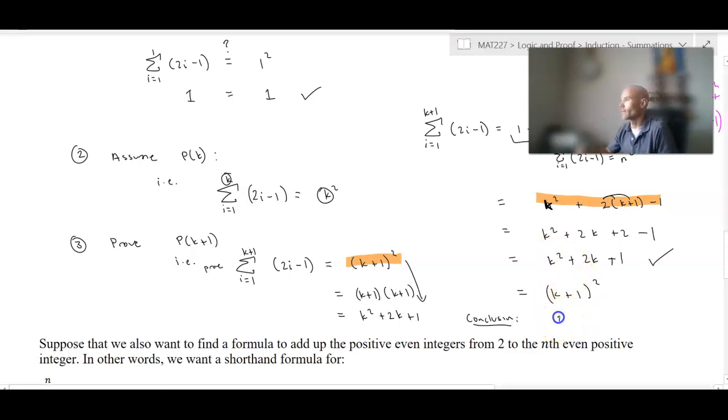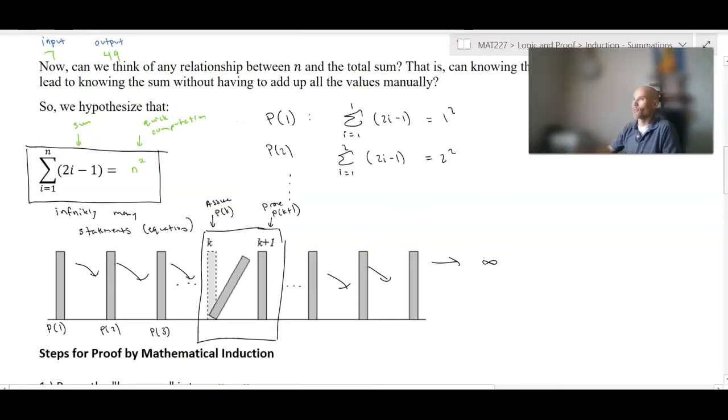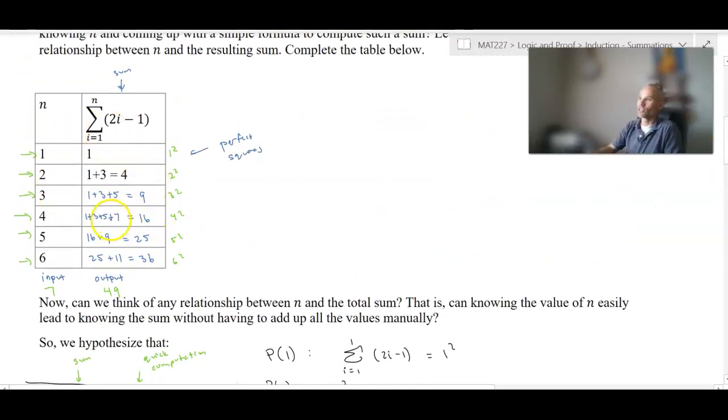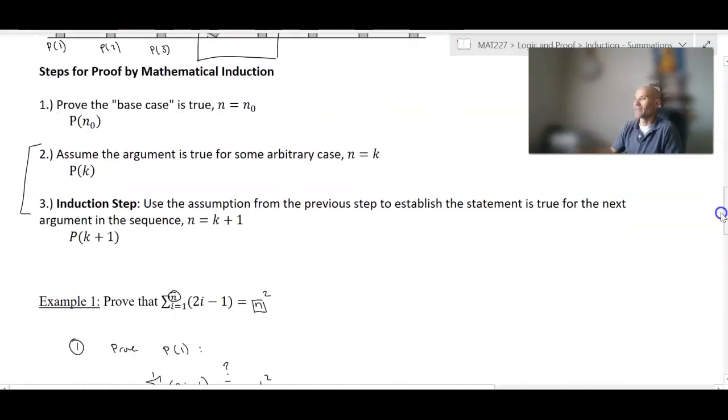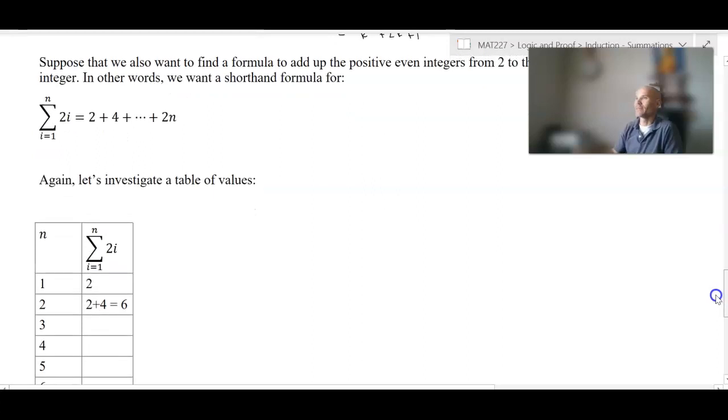So our conclusion is that the sum of the first n odd integers can be found by simply taking the value of n and squaring it. There's our definitive proof. We're not doing anything by example. The example that we did here was just to establish a pattern and for us to create a hypothesis. Let's go ahead and stop there, and we'll take a look at one more summation example. Namely, what about summing the first n even positive integers?